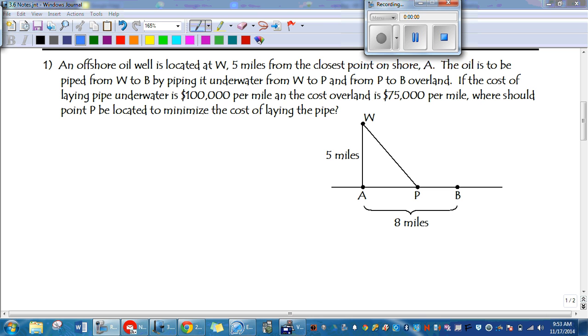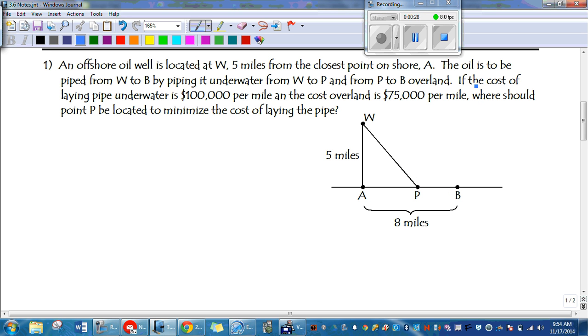Let's take a look at number one. So an offshore oil well is located at W, point right here, 5 miles from the closest point on shore, which is A, right here. Oil is to be piped from W to B, here all the way to here, by piping it underwater from W to P, and then over land from P to B. So this is underwater, this is above water, or above ground.